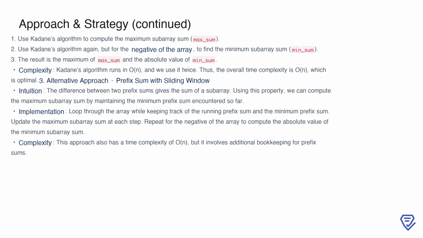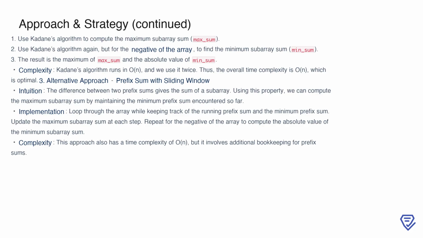Additionally, we briefly explored an alternative approach based on prefix sums and a sliding window technique. By using the difference between two prefix sums to calculate subarray sums, we can keep track of the running prefix sum and the minimum prefix sum seen so far. This allows us to compute the maximum subarray sum, and by repeating the process for the negative array, we can find the absolute minimum subarray sum.